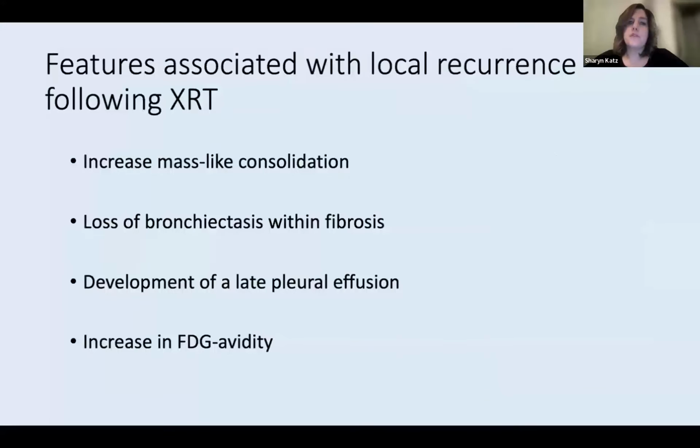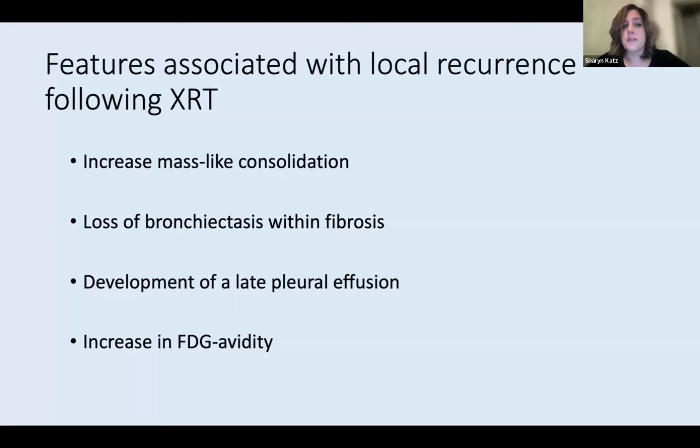So, as I mentioned, features associated with local recurrence include increase in that mass-like consolidation, although you can see that in a single plane, even with the retraction of radiation-induced lung injury. So seeing increased mass-like consolidation on your axial image does not necessarily mean that you have local progression, but it certainly should make you think twice and further characterize those findings. Again, sometimes looking at the orthogonal plane will help you. If it looks like it's increasing consolidation, you turn it onto the coronal and it looks quite flat, it's probably radiation fibrosis. Having said that, I would still follow it carefully.